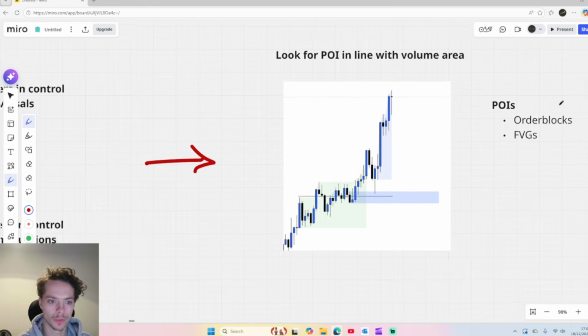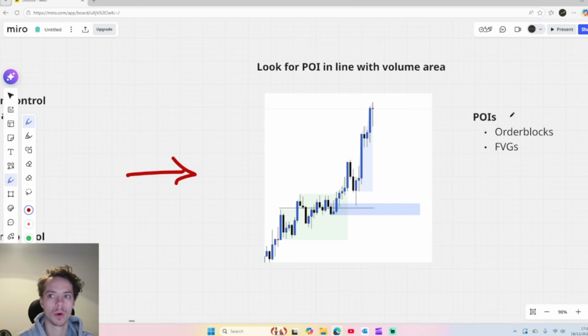So order blocks or fair value gaps. From my experience, there's not really any difference as to which one appears more or which one is better. It's just one of the two, and they're the two simplest. So here, for example, you'd see we have an order block right here, right in line with the volume. And what this tells us is this is a very, very high probability order block. A lot of the time on my lives, people ask me, how do I distinguish a high quality order block from a low quality order block?